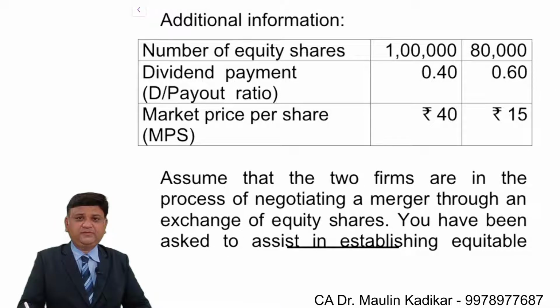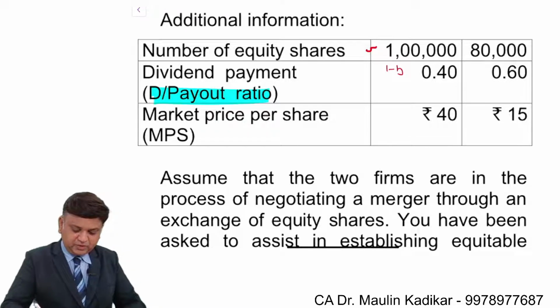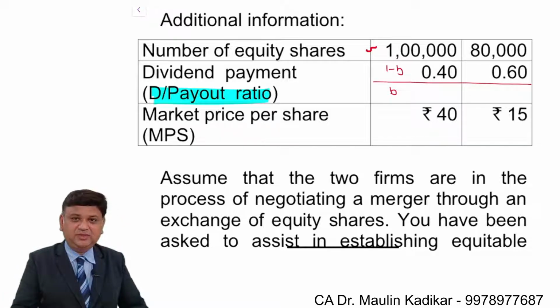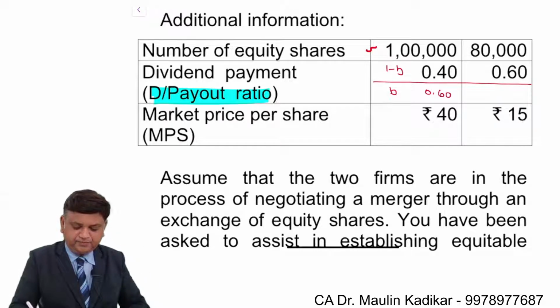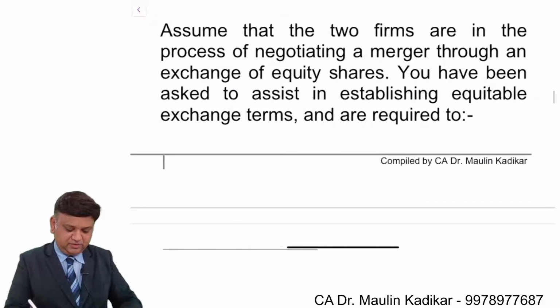Additional information is given with respect to the number of equity shares. Then the dividend payout ratio is given, so it is 1 minus B, that is given to us in the question. So basically, we can compute the retention ratio also. Dividend payout is 40%, so the retention ratio is 60%. Dividend payout is 60%, so the retention ratio is 40%. P0 is provided to us, that is the current market price of the equity share.